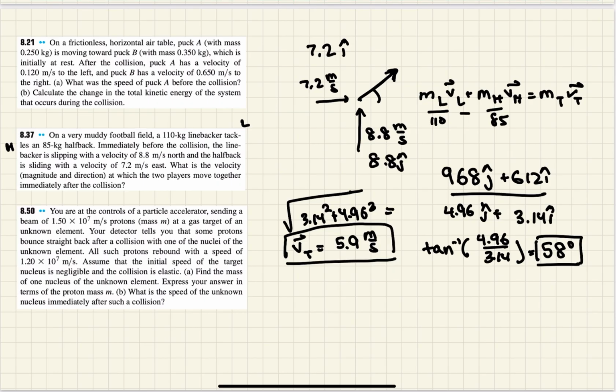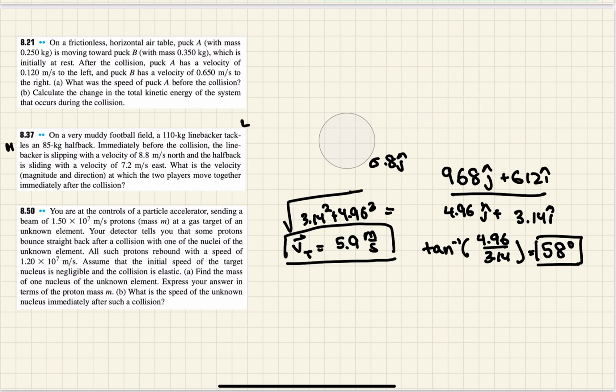As we can see, we predicted they would go in this direction after they collided, and 58 degrees does make sense. If it was 180 plus 58, it would be somewhere there, which they're not going. It's just in the first quadrant. So that's our answer, 5.9 meters per second and 58 degrees.